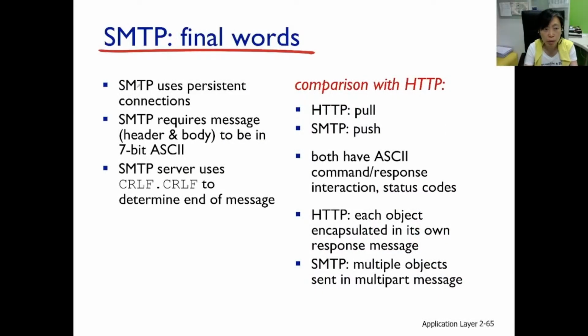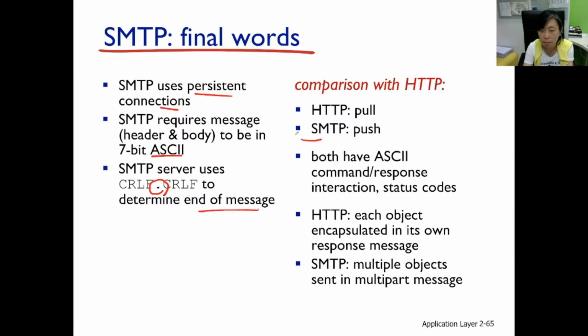And just a few words about SMTP at the end. Once it sets up a TCP connection, the client there can use the connection to send multiple emails. So it runs just like the persistent connection we see in HTTP. SMTP requires text in ASCII code, very strict. And SMTP uses just a single dot in the last line, okay, to determine whether it's the end of the message.